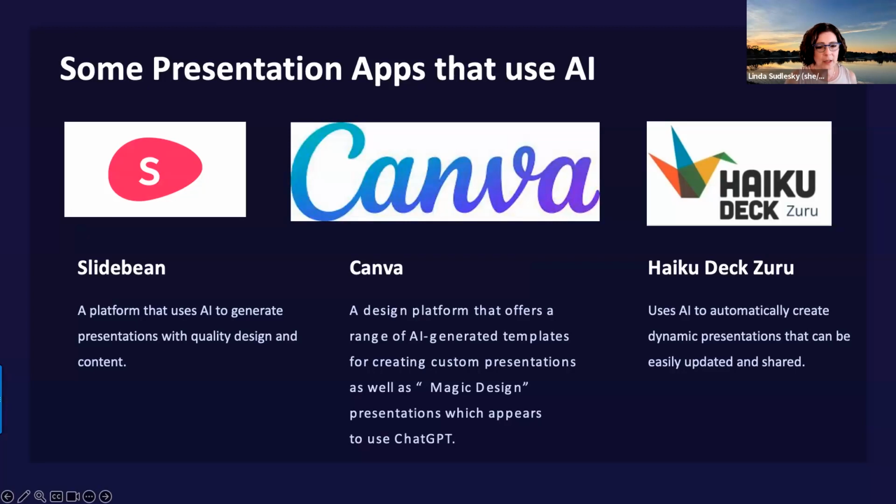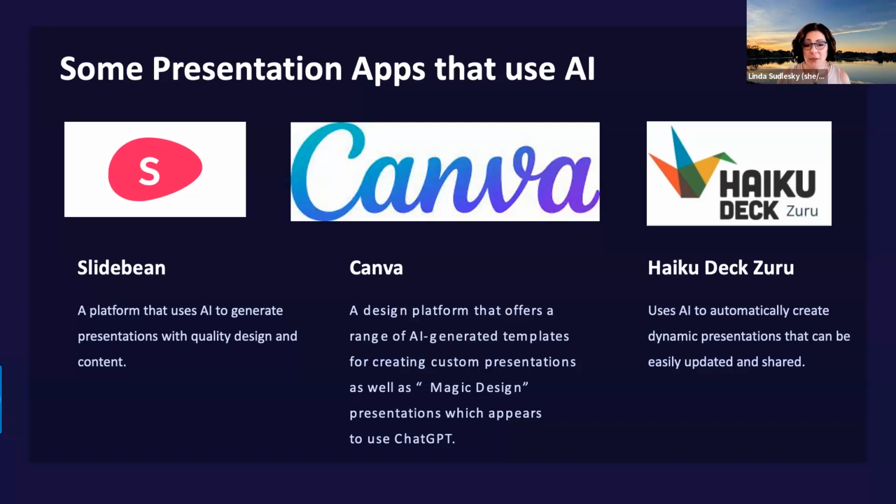So just a quick overview, some presentation apps that use AI, and there are many, so I encourage you to research them. SlideBean is one, and it uses AI to generate presentations. And Canva offers AI-generated templates, as well as now has what they call Magic Design presentations, which appears to use ChatGPT basically, because all of the information is up until 2021. So that's one thing you have to be concerned about.